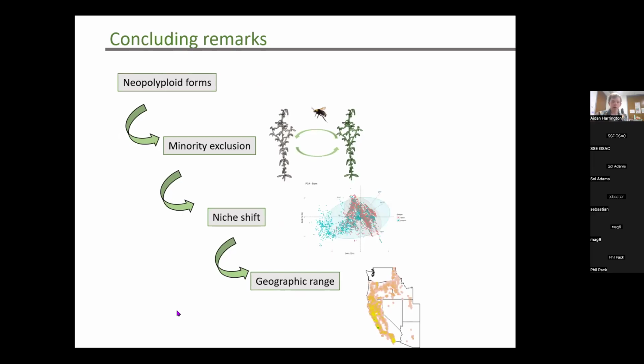So just to wrap up all of that, I threw a bunch of stuff out really fast, but my idea here is to illustrate and connect the early stages of polyploid formation through to whether or not they can persist once they formed because of minority exclusion, the scale of the niche shift that occurs in polyploids, and then the downstream consequences for geographic range.